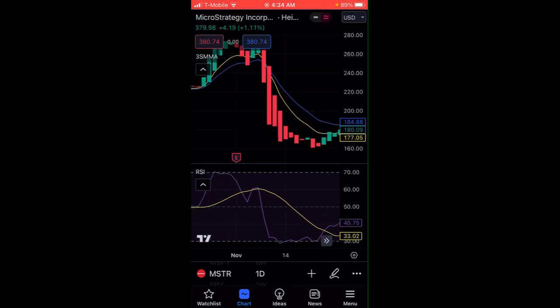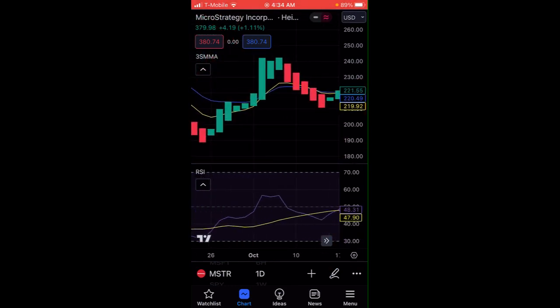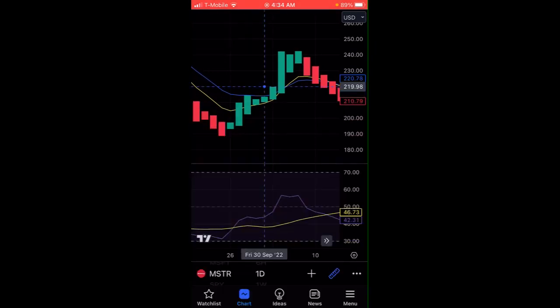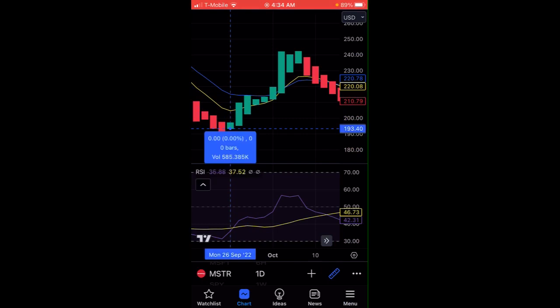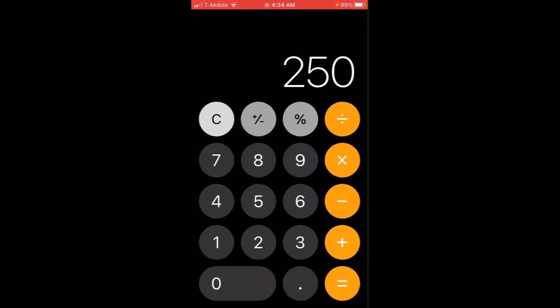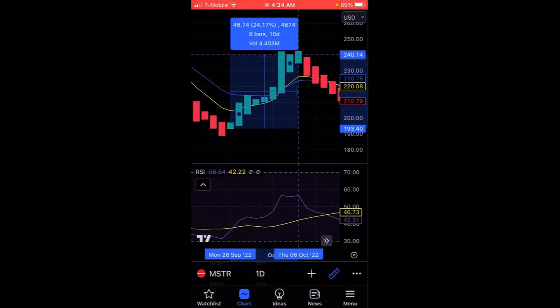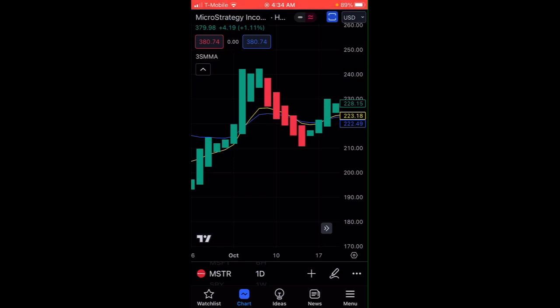Let's do this one more time. Let's just do this small one here. Okay, so we see the RSI is crossing up right here. We get in right about here, buy some MicroStrategy, right until up here. This took 10 days and 24%. So $100 times 24%, you made $24. If you had $1,000 times 24%, you made $240. So you can see where this compounds every single day.